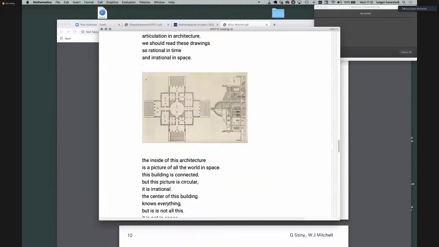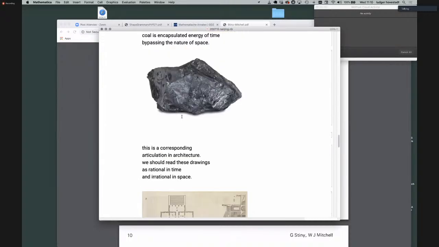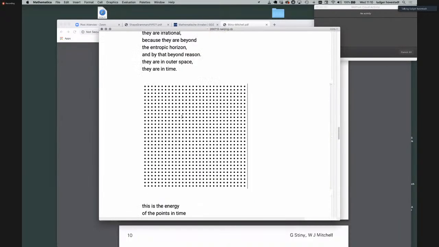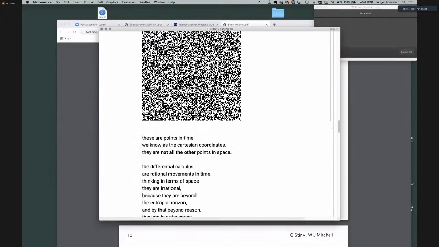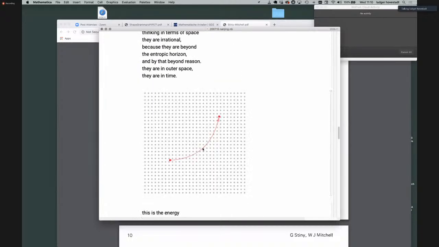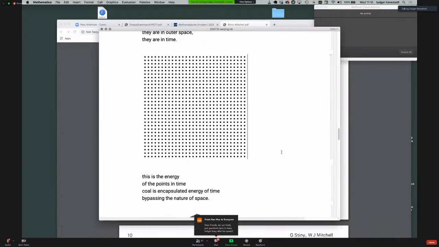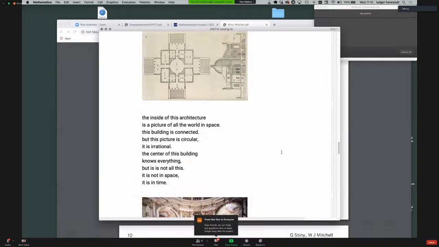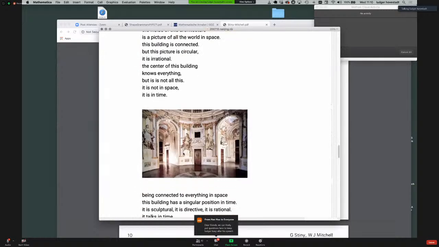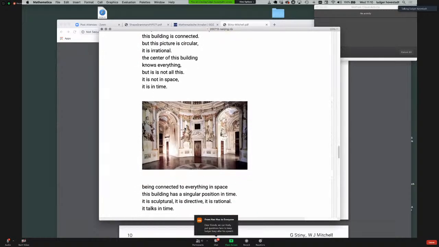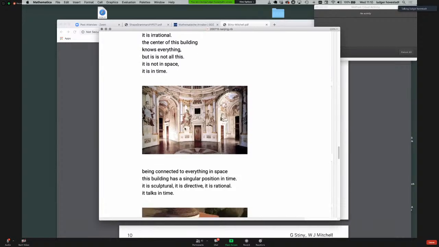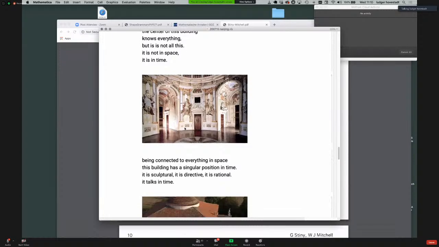So it's like this. So it's not any longer reality. You rationalize that and you're moving in time with an abstract notion of space. So this is how it is articulated in architecture. Being connected to everything in space, this building has a singular position in time. It's sculptural, it's directive, it's rational, and it talks in time.